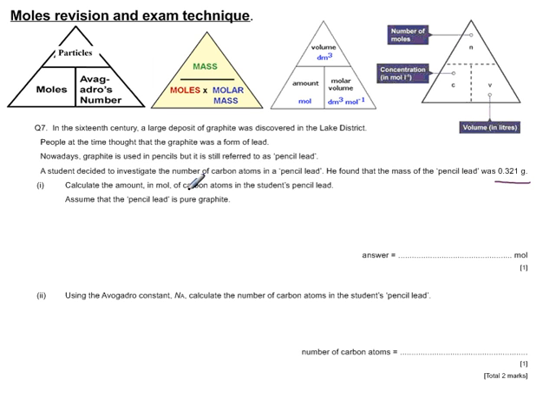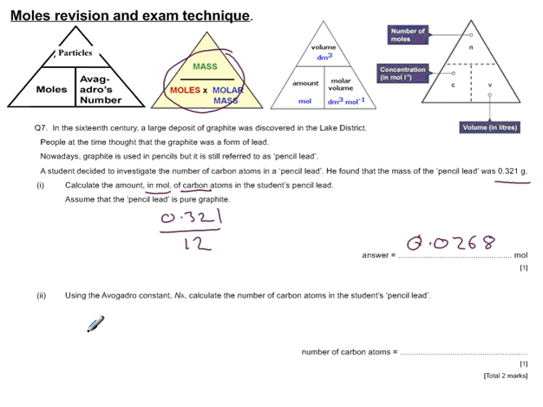We know that we're talking about carbon. We need to work out the number of moles. So if we've got a mass in grams, we know that we're dealing with carbon. We can look at its molar mass up in the periodic table. We can use this equation then to work out the number of moles. So the number of moles will be 0.321 divided by 12. And the answer is 0.0268 moles.